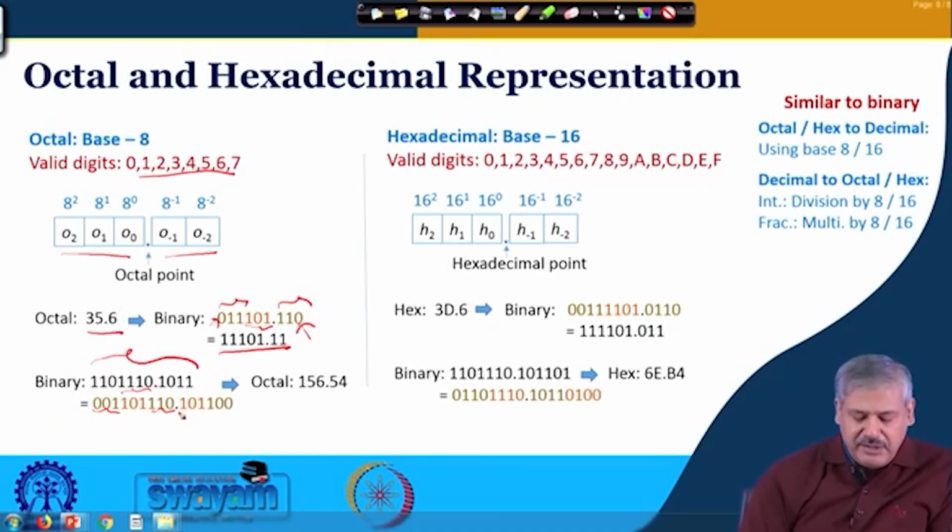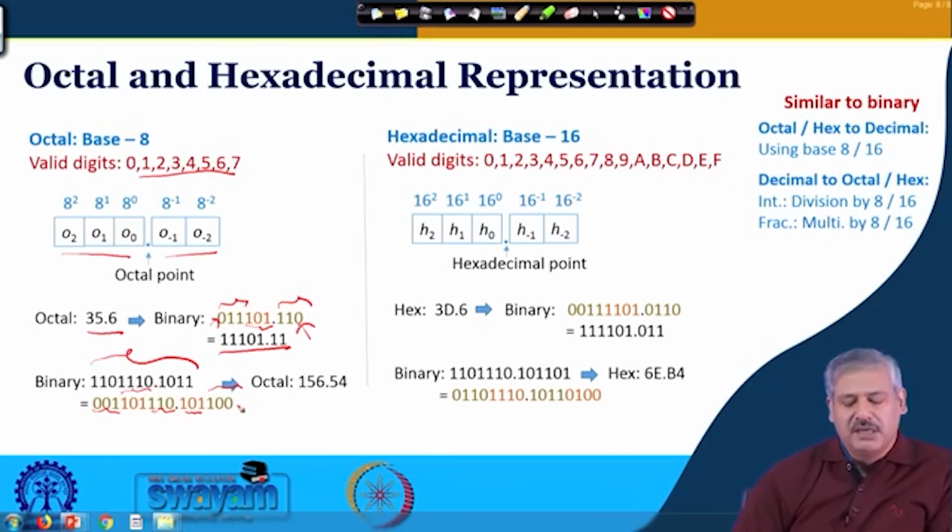Regarding the fractional part, again this is the reference point. You form a group of 3. Then again, to form a group of 3, you do not have 3 digits, only one digit is there, so you put 2 succeeding zeros and a group of 3 is formed. And then for each of these groups you write the corresponding octal equivalent. So 001 is 1, 101 is 5, 110 is 6, 101 over here is 5, and 100 over here is 4. Okay. So this is the way binary to octal conversion can be done.